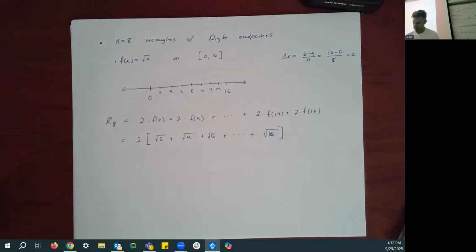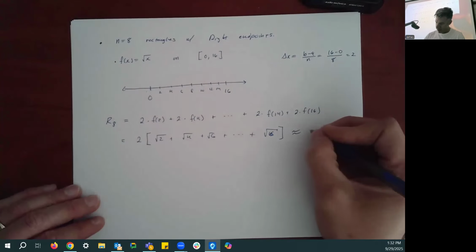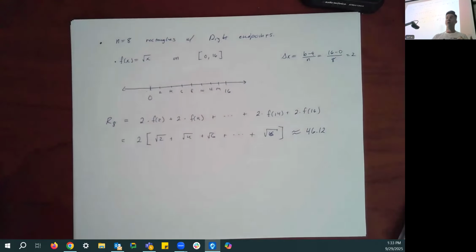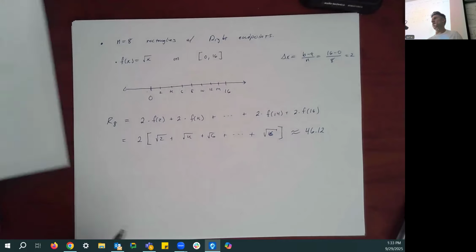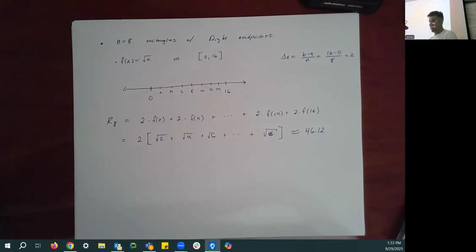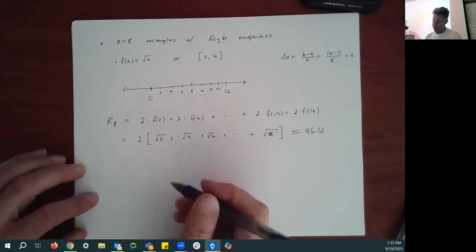So here, if we simplify this via calculator, we get approximately 46.12. Still an overestimate because we used right endpoints for this increasing function, but a less bad overestimate. Our previous overestimate was, I forget, 49.17. So we got closer to the number we don't actually know.